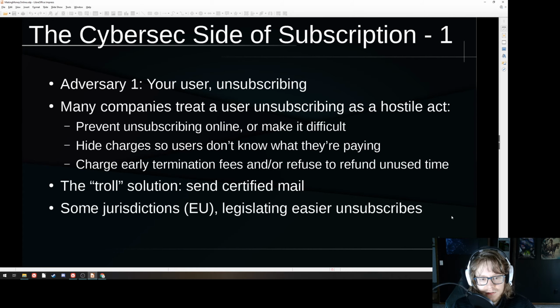So the troll solution, at least in the United States, is to send them certified mail saying that you are going to cancel your service effective immediately. They basically can't reject that, and if they do, you can just sue them in small claims court, which is hilarious. So that's something that I like to do when a provider makes it particularly annoying for me to deal with them. I just send them certified mail.